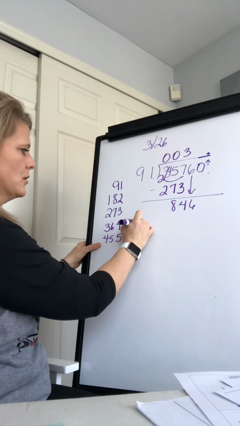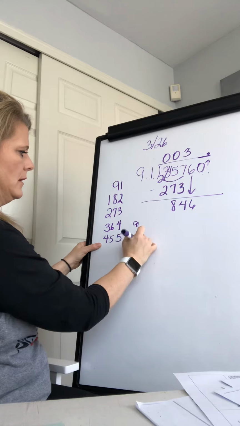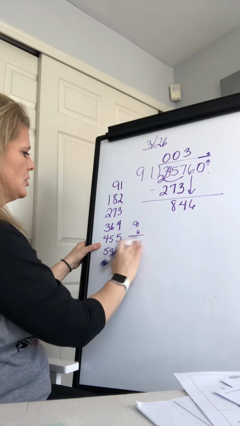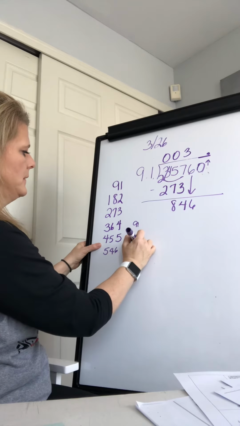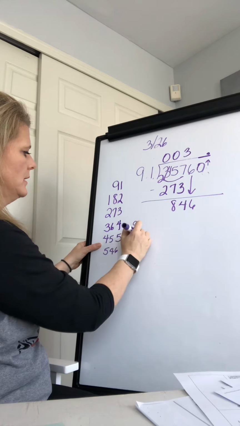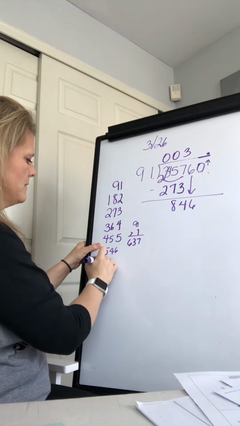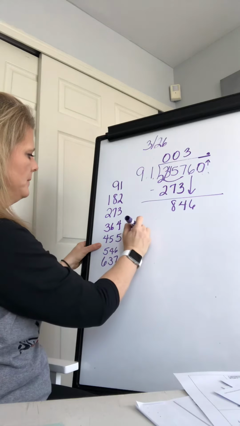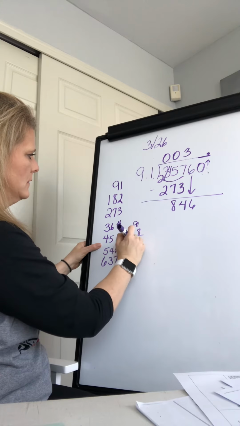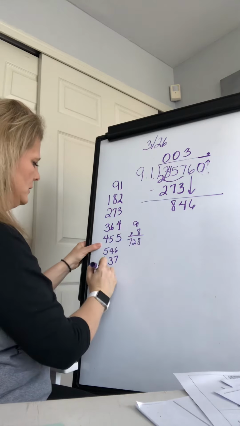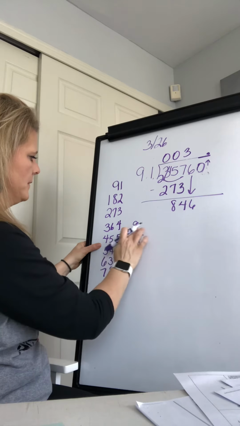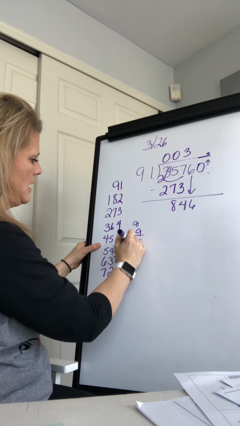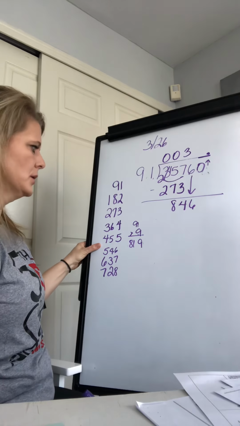We know this was 5 groups. Let's try 6 groups. 546. Let's try 7 groups. 637. Let's try 8 groups. 728. I almost forgot to write it. Let's try 9 groups. 819. Oh, there you go. I think 9 is going to work.